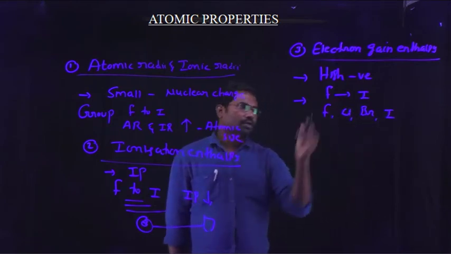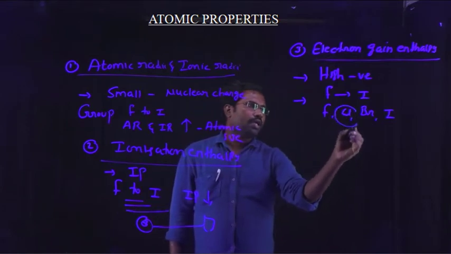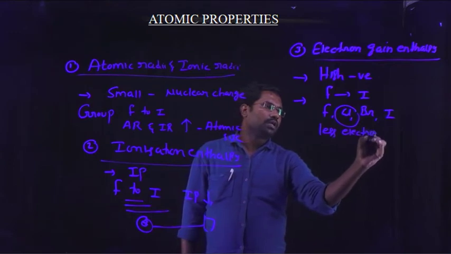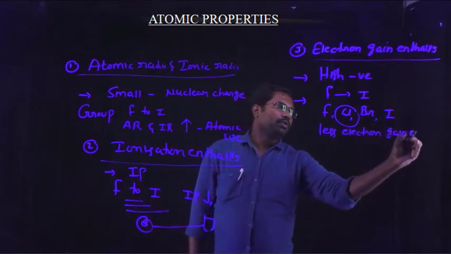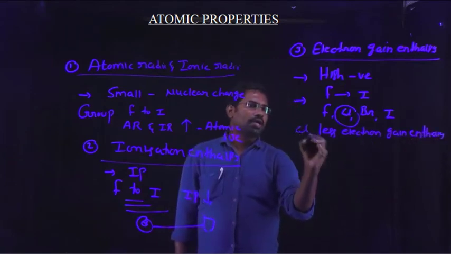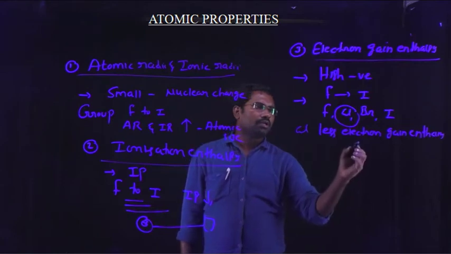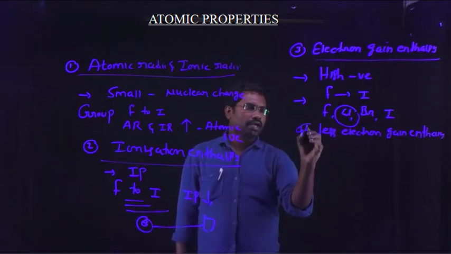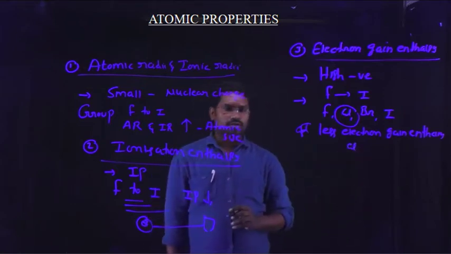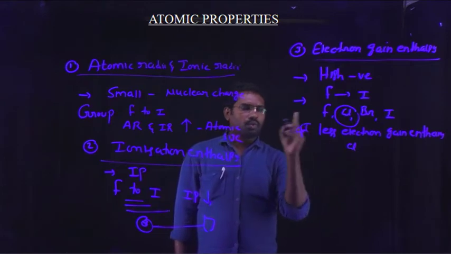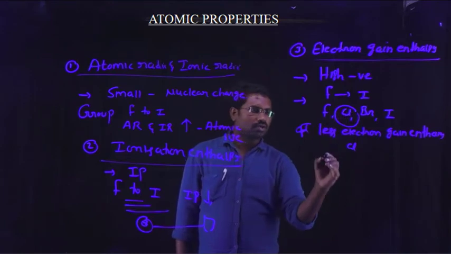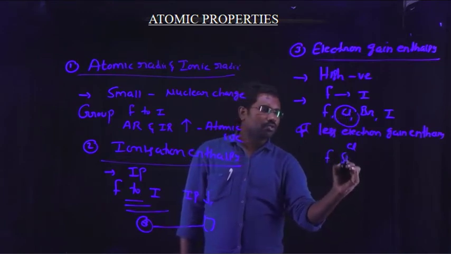But fluorine has a much less negative electron gain enthalpy compared with chlorine. The reason is like this. Why does fluorine have less electron gain enthalpy than chlorine? This is because fluorine has a small atomic size.